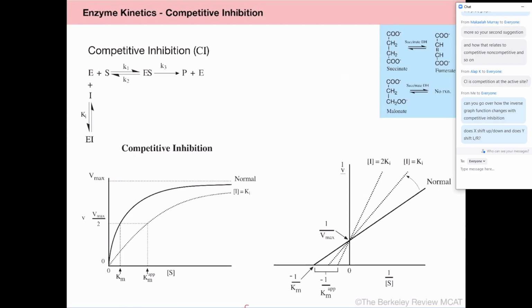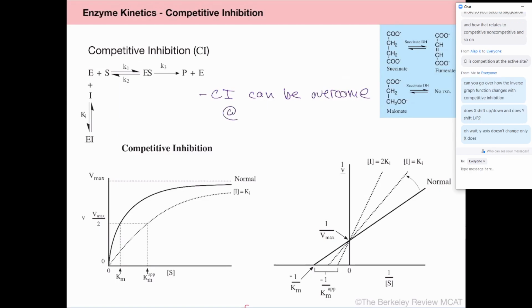Now, by looking at these graphs, you'll notice that the competitive inhibitor can be overcome at high substrate concentrations. If you just start feeding more substrate, eventually you're going to outcompete this I, and everything will pretty much go this way. It doesn't alter your Vmax, so your Vmax stays the same.